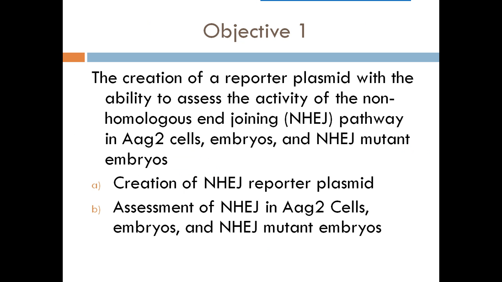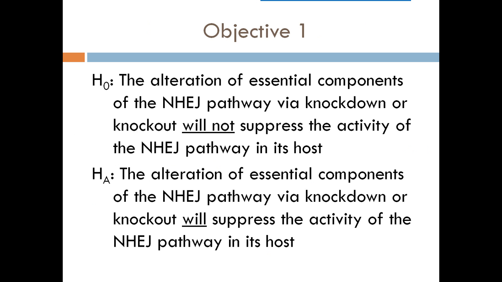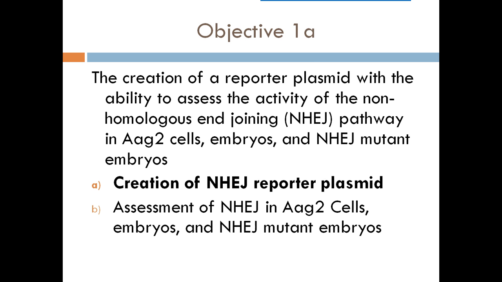Which brings me to my first objective, which is the creation of a reporter plasmid with the ability to assess the activity of the non-homologous end-joining pathway in AG2 cells, embryos, and mutant embryos. My hypothesis is that the alteration of essential components of the non-homologous end-joining pathway, by knockdown or knockout, will suppress the activity of the non-homologous end-joining pathway. So the first step is the creation of the reporter itself.